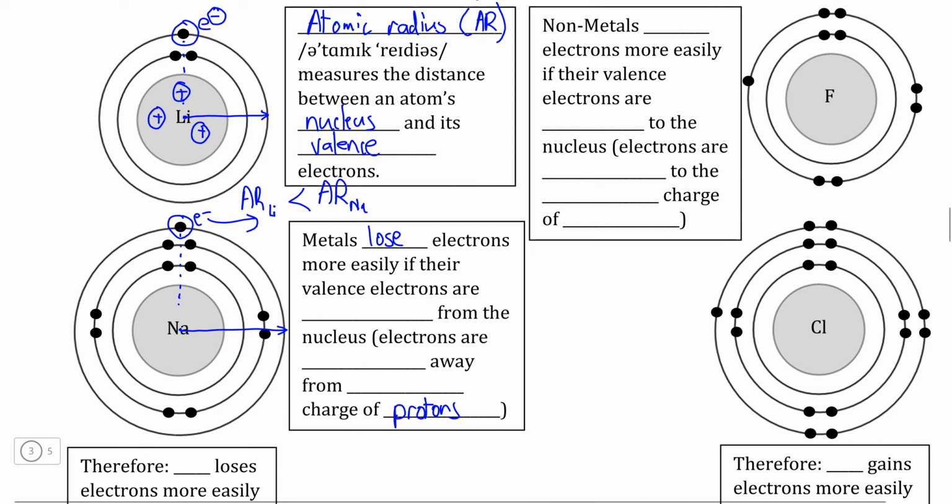So the conclusion that we can reach about this is that metals are more likely to lose electrons if their valence electrons are farther away from their nucleus, because this means that electrons are farther away from the most important part of the nucleus, which is, of course, the protons, because of their positive charge that is able to attract to the negative charge of the valence electrons.